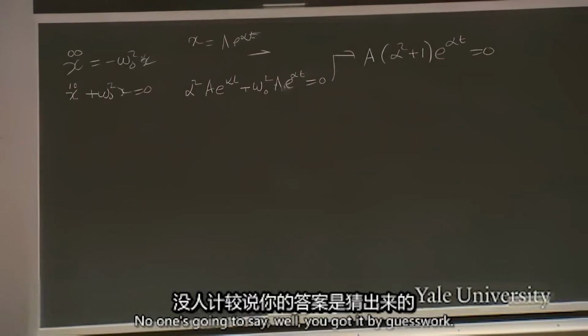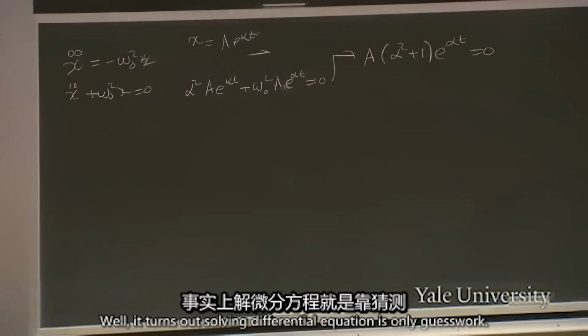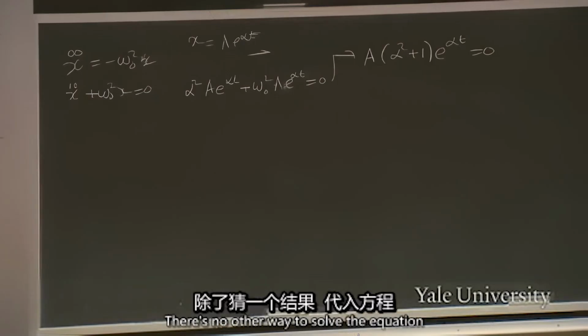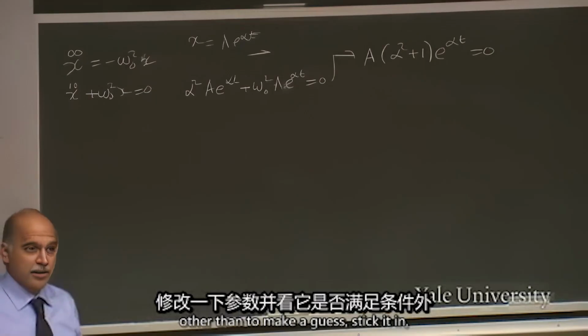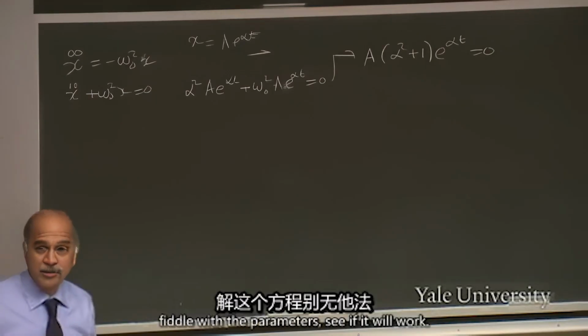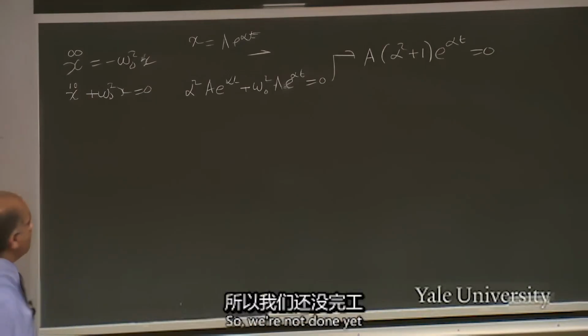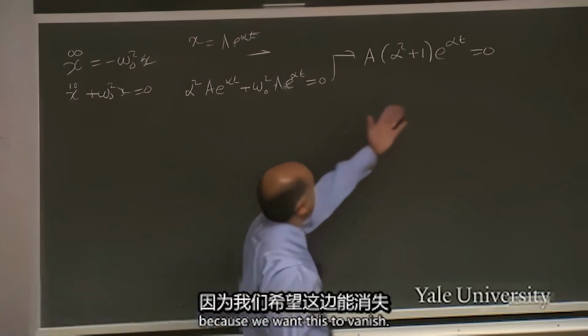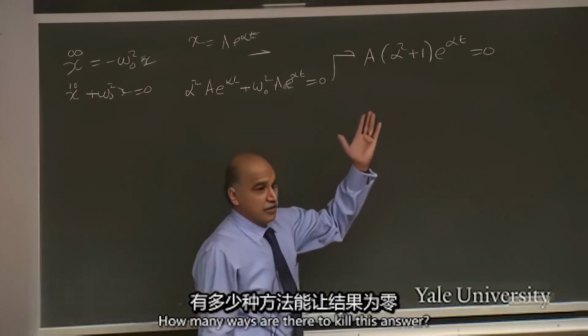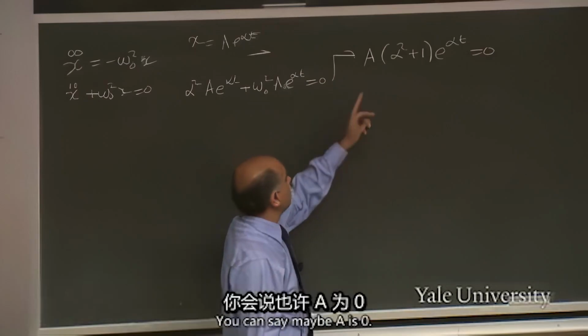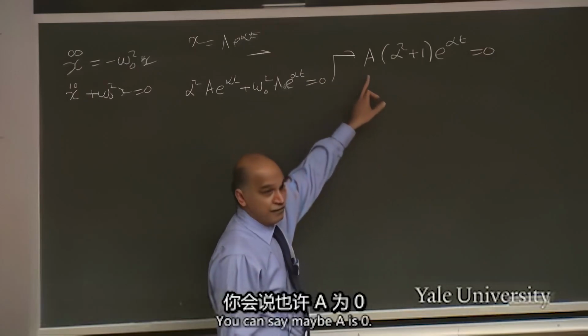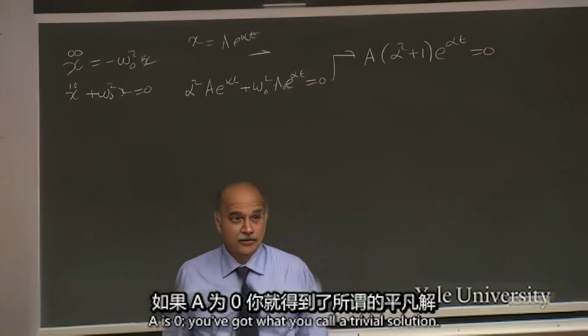No one's going to say, well, you got it by guesswork. Well, it turns out solving a differential equation is only guesswork. There's no other way to solve the equation other than to make a guess, stick it in, fiddle with the parameters, see if it'll work. So we're not done yet because we want this to vanish. How many ways are there to kill this answer? You can say maybe a is 0. If a is 0, you got what's called a trivial solution.